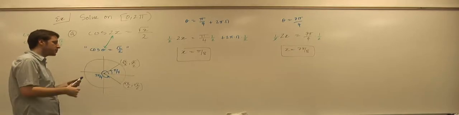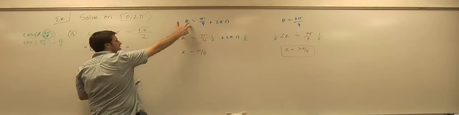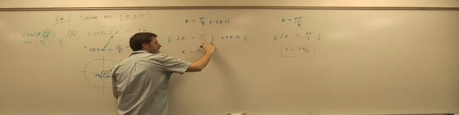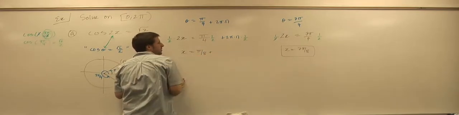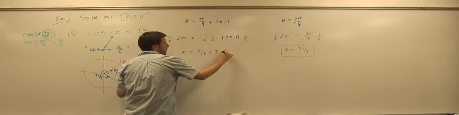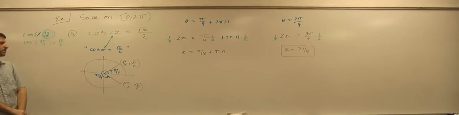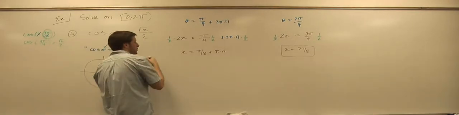So all possible solutions to this equation coming from this angle are pi over 8 plus, what happens here when you have 2 pi times 1/2? You get rid of the 2. Now this is all solutions. 1/2 of all solutions.